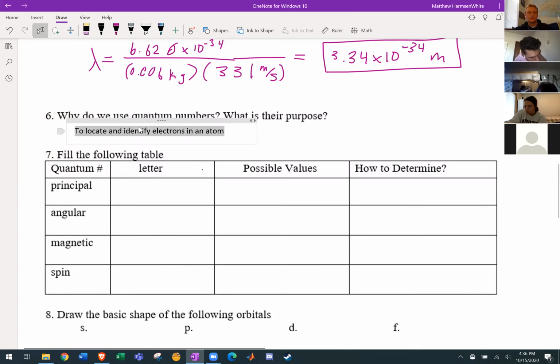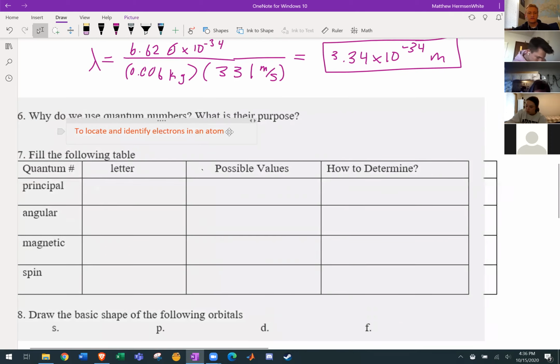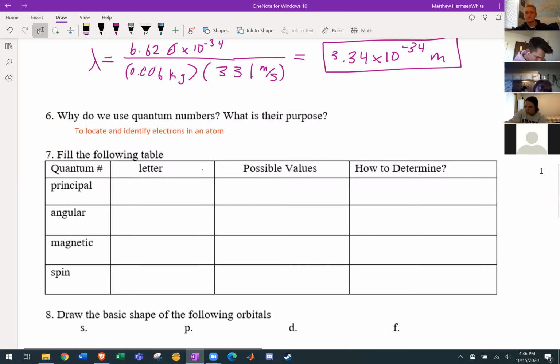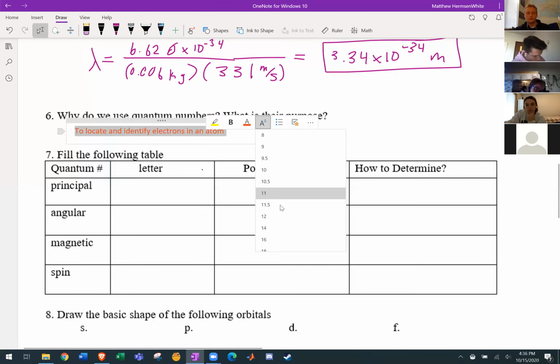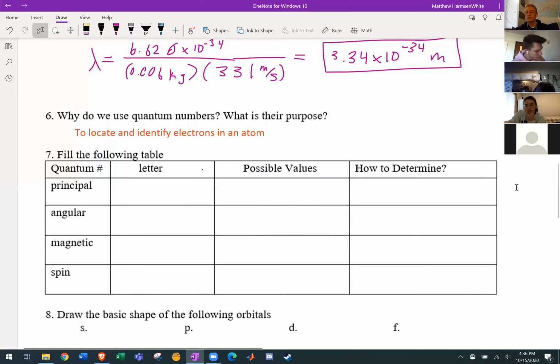So the thing with atoms is they have a bunch of electrons. They don't just have a few. You can get ones that have 50 or something. And so you need a way to communicate with other people which electron you're talking about and which orbital it is. And so we use quantum numbers to do that.